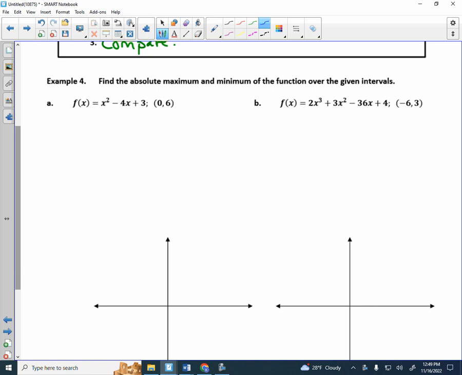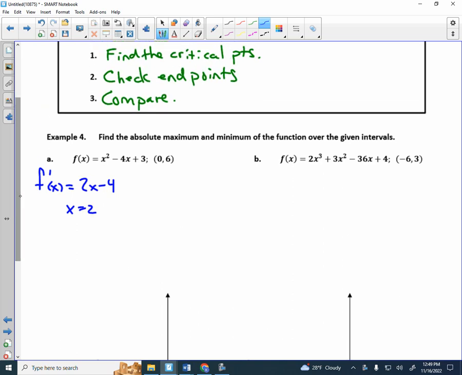Critical points I determine by taking f prime of x. What is f prime of x? 2x minus 4. And I set that equal to 0. That happens at x equals what? x equals 2 is a critical point. So I did the first step. I found the critical points.